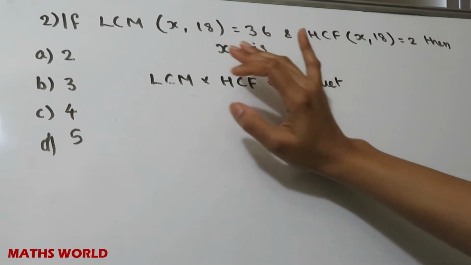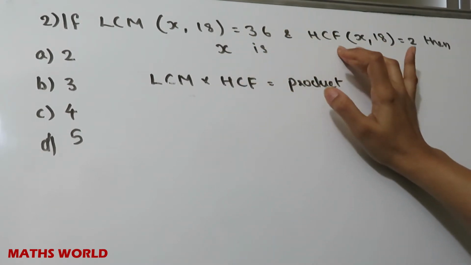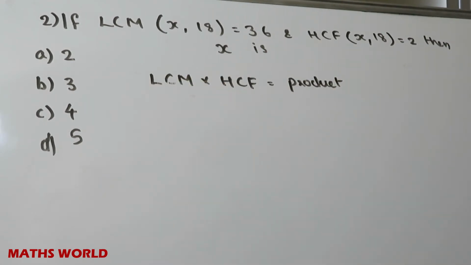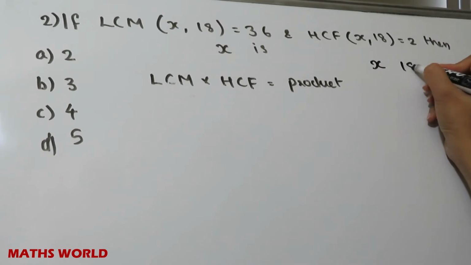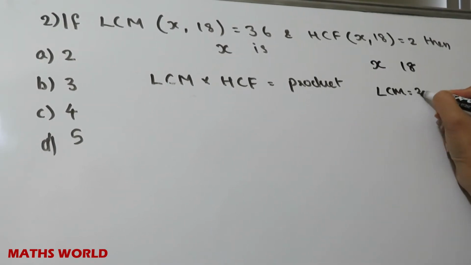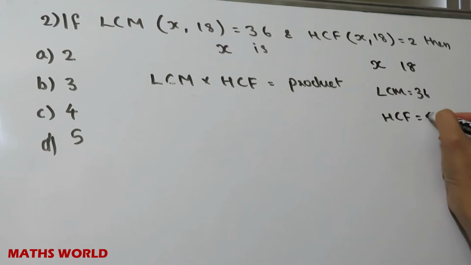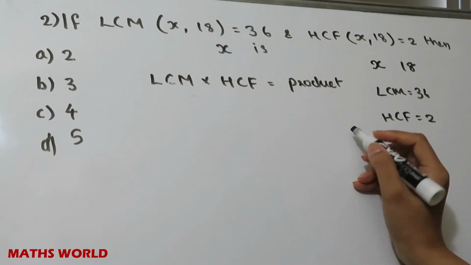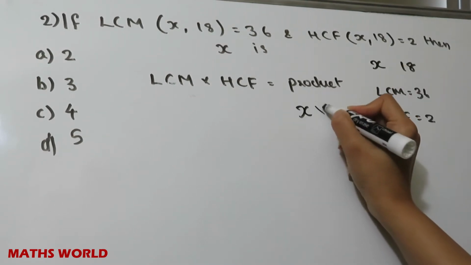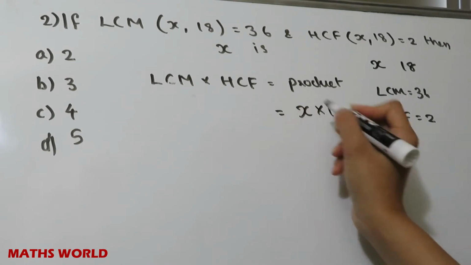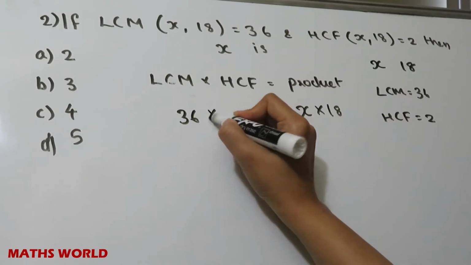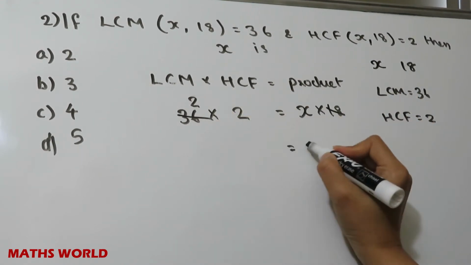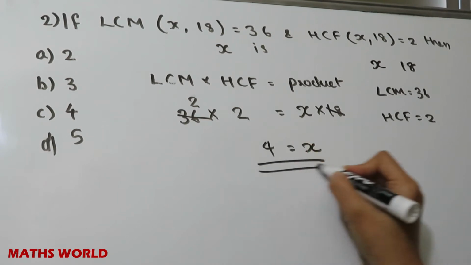Second question: if the LCM of x and 18 is 36 and the HCF is 2, then x is 2, 3, 4, or 5 are the options. So there are two numbers x and 18, and their LCM is equal to 36 and their HCF is equal to 2. We know the equation: LCM into HCF of two numbers is equal to the product of the two numbers. That is, x into 18 is equal to the product of their LCM and HCF. We need to cancel this.